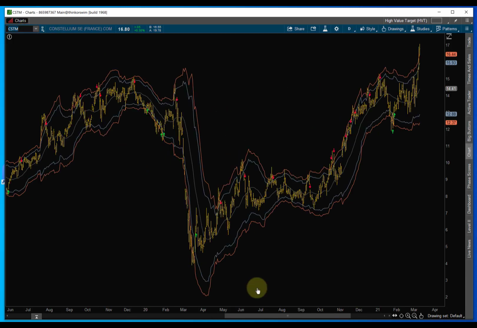Here's another good example of a name we were able to take advantage of with buys right here. CSTM, another name that we were seeing on the Wiretapper, and then coming to the HVT tool to see, is it actionable? Are we getting a buy signal? Is it close to the outer boundaries? You don't want to mess around in this no man's land.